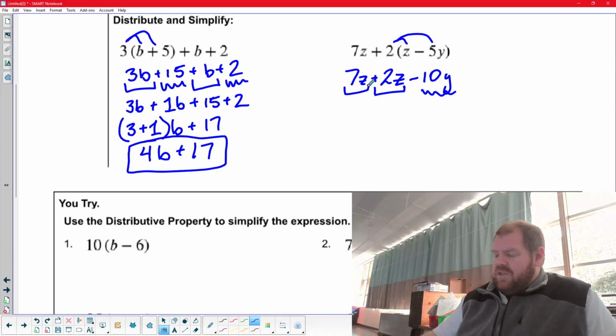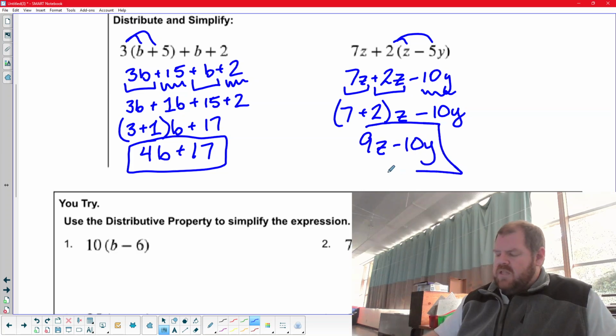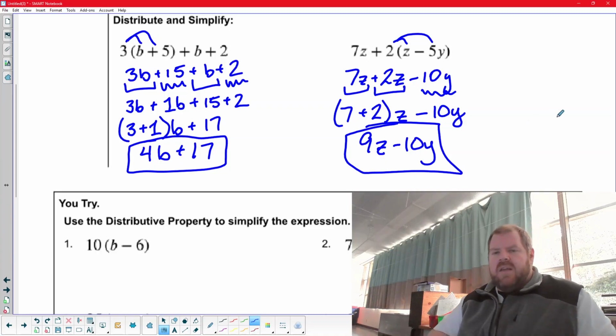So I'll deal with the z's. I'll undistribute that. Okay, I said I was going to do it and didn't do it. Undistribute that z. 7 plus 2, put a z outside, minus 10y. 7 plus 2 is 9. So we have 9z minus 10y. That's as good as we can do on simplifying that, because I can't combine z's and y's, just like I can't combine b's and numbers.